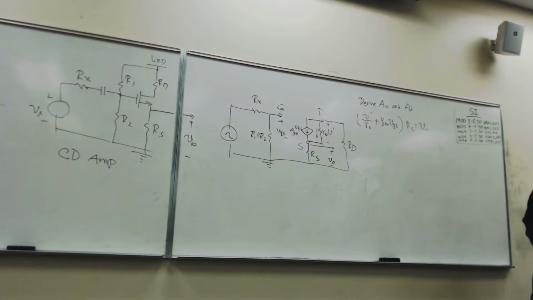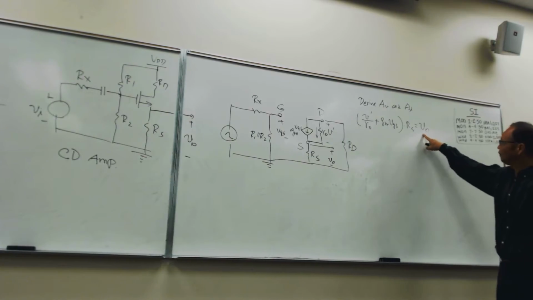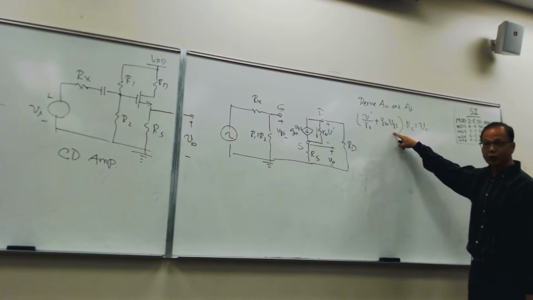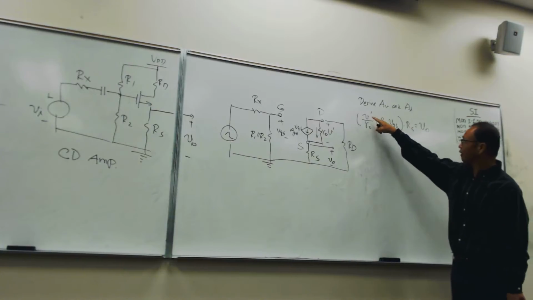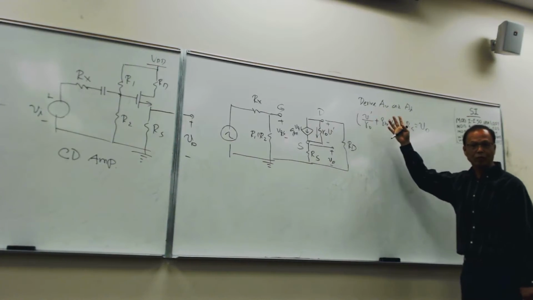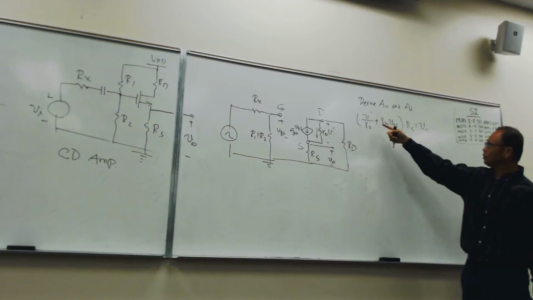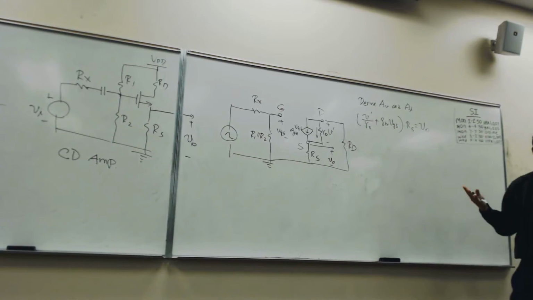Or as I said many times, the key is to try to express V sub O in terms of VGS, right? So now you have a V sub prime, so you have to try to find a way to get the expression of V sub prime as a function of VGS.